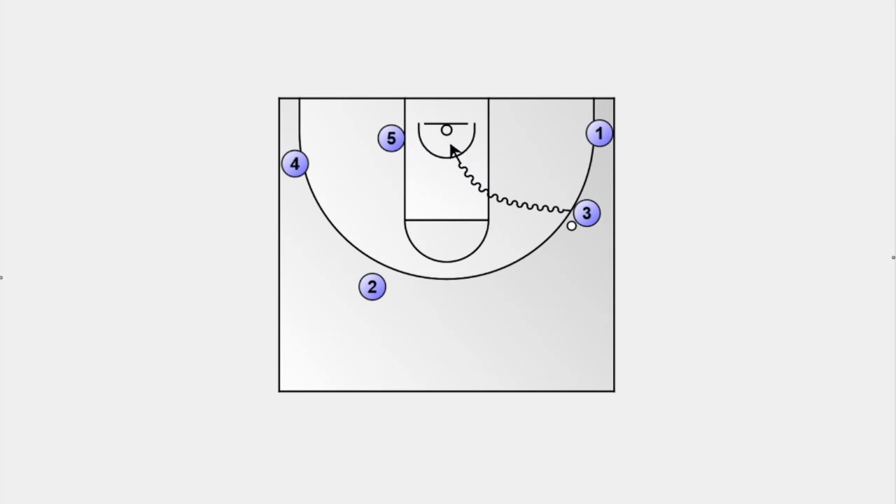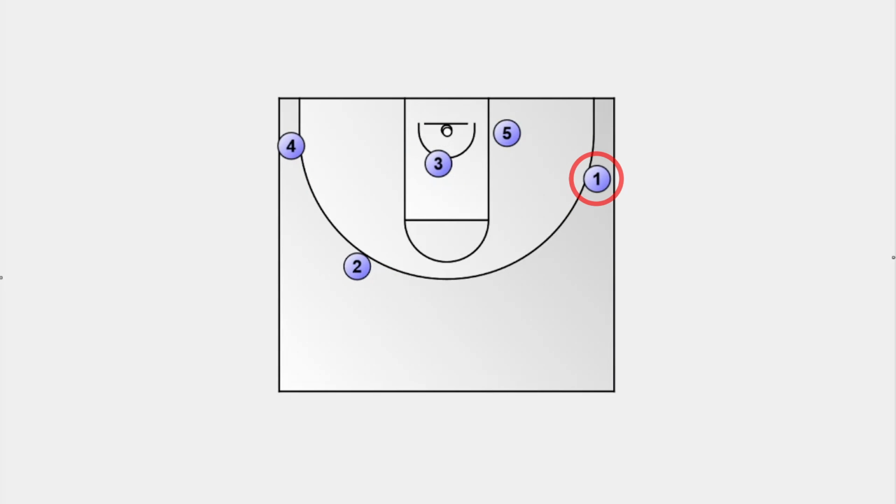During a middle drive from the wing, our post player rotates under the rim. Player 2 and 4 create space and a better passing angle for a potential kickout. Player 1 fills the ball handler's former position.